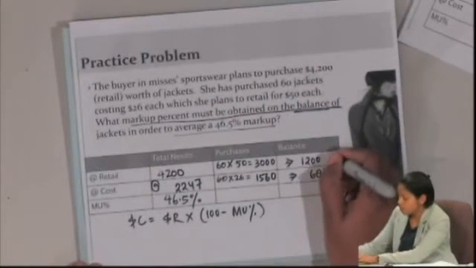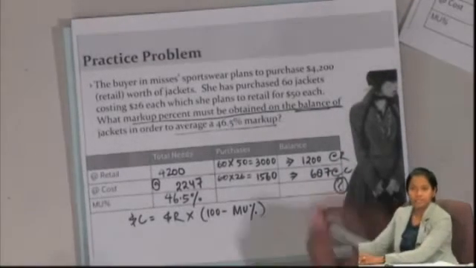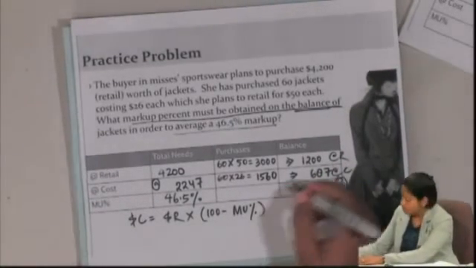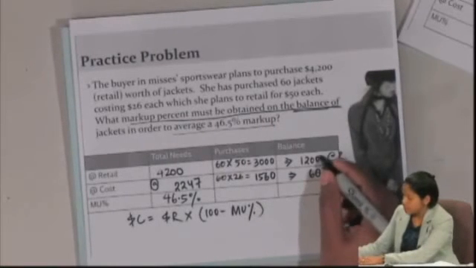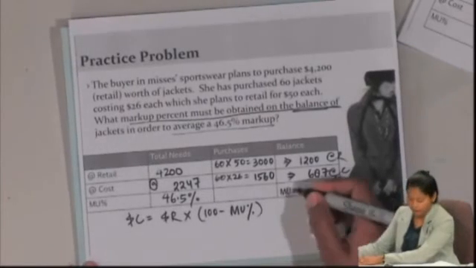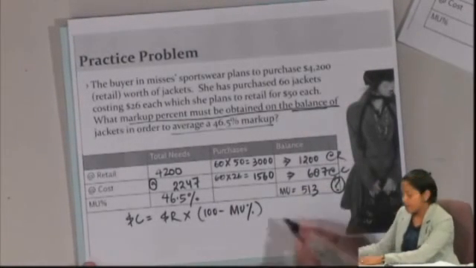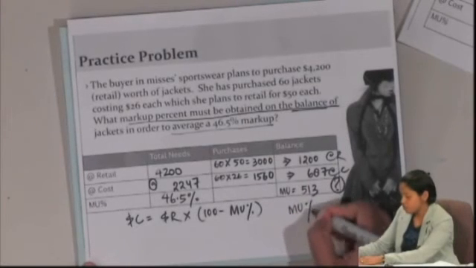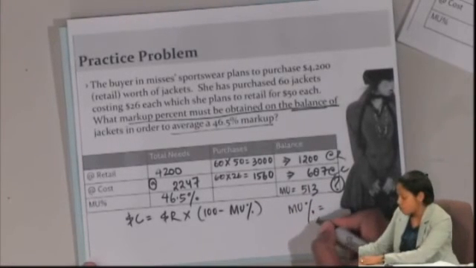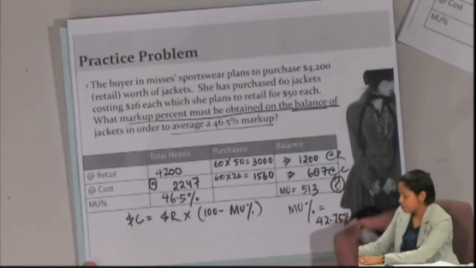So now we know at retail, at cost, the balance at retail and balance at cost, we can take the difference between the two and we will get the markup dollar as $513 for the balance. And markup percentage for the balance then will become 42.75%.